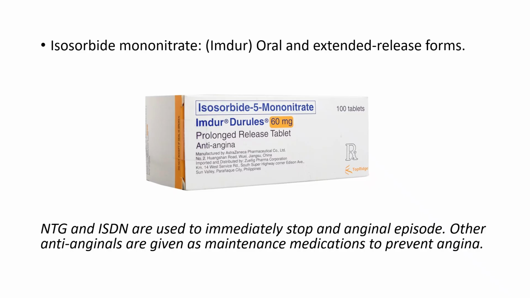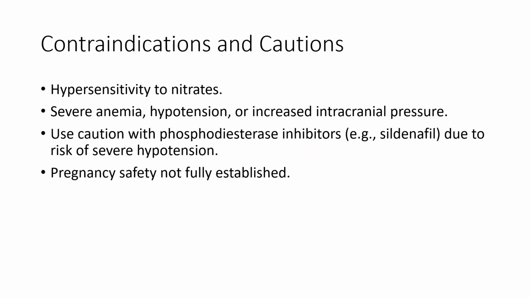It is important for nurses to note that nitroglycerin and isosorbide dinitrate are used to immediately stop any anginal episode. Other anti-anginals are given as maintenance, including your isosorbide mononitrate. These are used to prevent further episodes of angina. Nitrates under this form are indicated for the acute relief and prevention of angina attacks, for the management of chronic stable angina, and sometimes for treatment of variant angina.